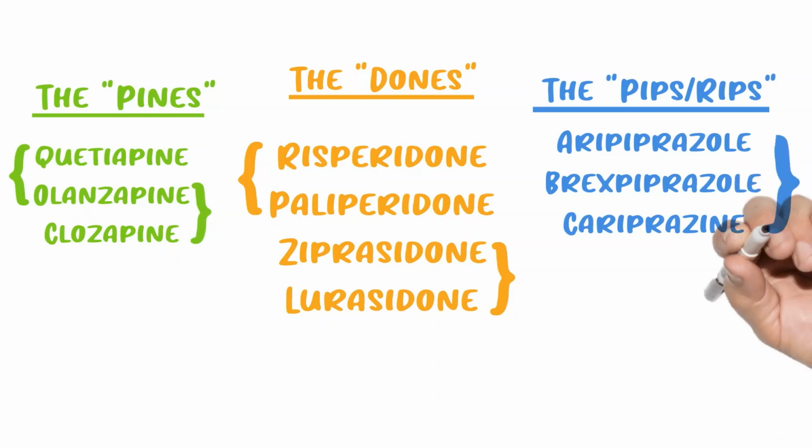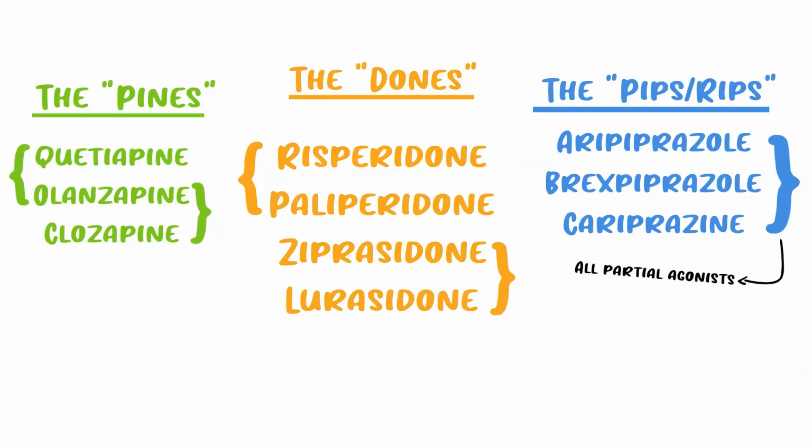And then with the pips and the rips, brexpiprazole and cariprazine are more on the antagonistic spectrum than Abilify. And I also like this one little thing my brain does, that since the rip is different than the pips, cariprazine also blocks D3. So these are just little patterns that you kind of pick up on when you think of these things as different classes.